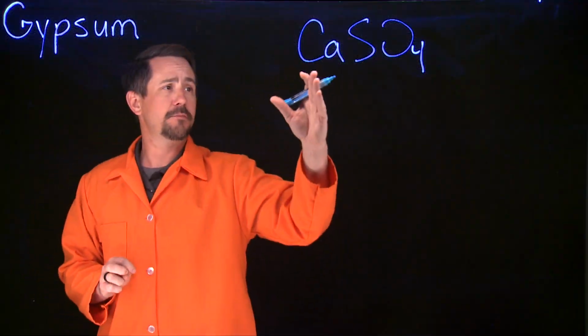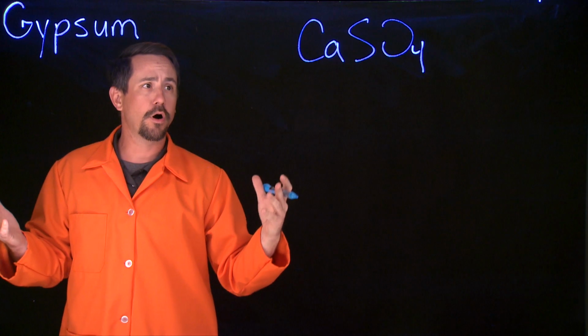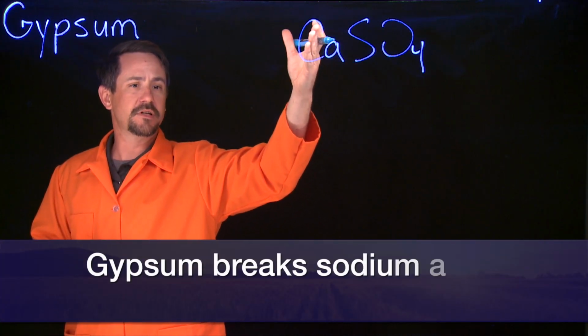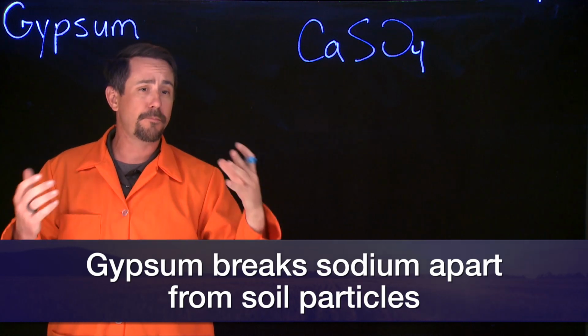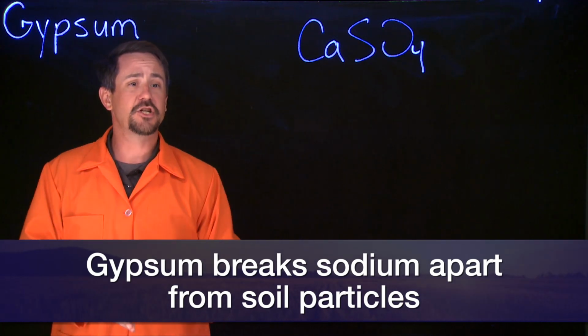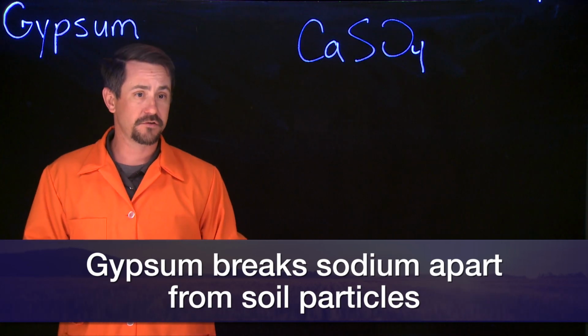We use gypsum because the calcium sulfate breaks apart fairly easily within water. We apply gypsum so the calcium breaks apart, displaces sodium off of the soil particle, and then we can flush it down with irrigation, rainwater, or otherwise, and get the sodium out of the system.